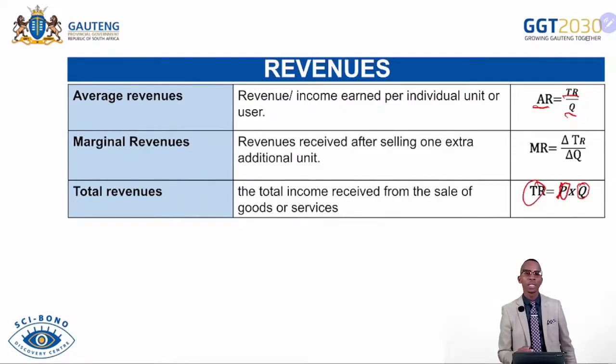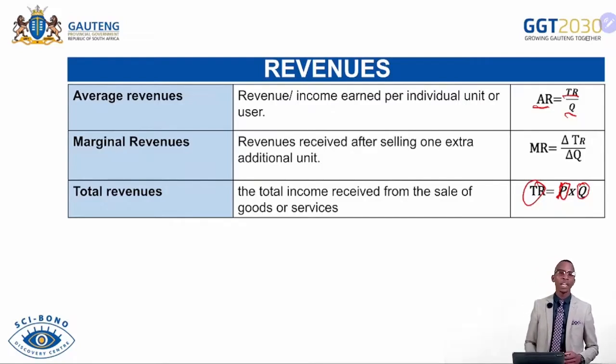Those are the costs and revenues that we use to determine if the firm is making a profit or a loss, or if the firm should shut down, or if the firm is making the normal profit.